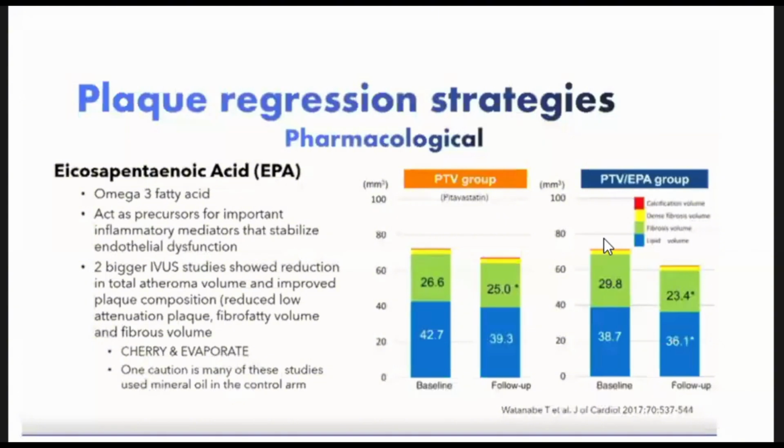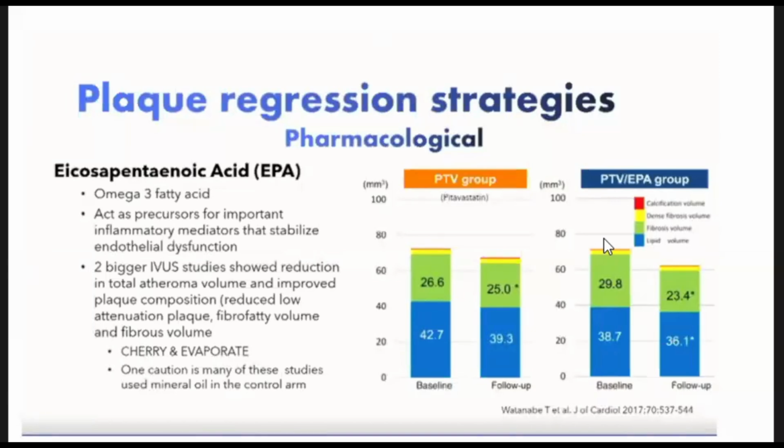So this is the purified form. If you want to give your patient this, this is the form, not the commercial fish oil that is sold in supermarkets. It has been shown that taking 4 grams per day causes coronary plaque regression.